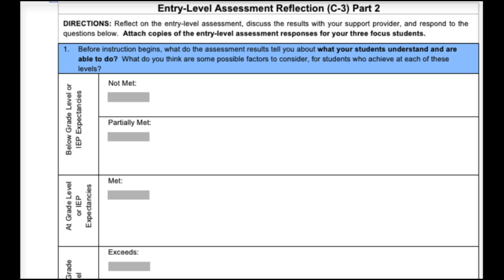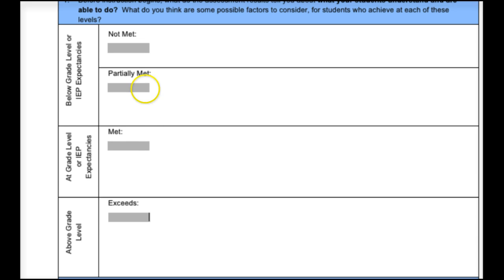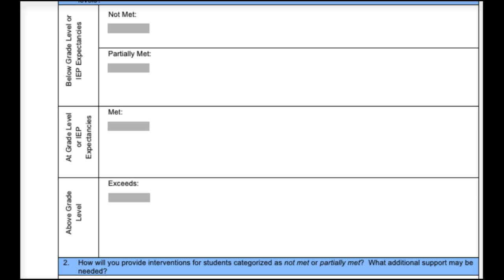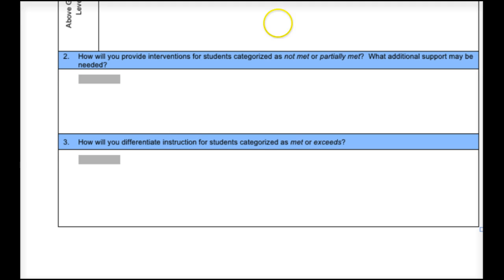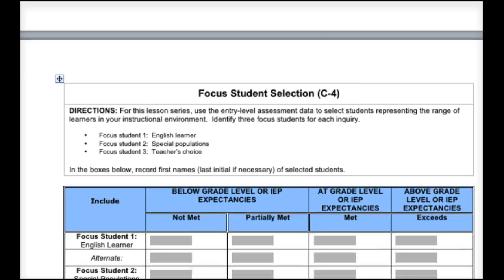Those who scored in the partially met category, same is true. What are they able to do, but what are they not yet able to do? Same with met and same with exceeds. We complete this regardless of whether we have particular students in these specific categories. The reason is we want to have a very clear picture at every level of what our students know or are able to do based upon our learning objectives. There's a series of questions then about how we will intervene for students in particular categories or differentiate instruction.